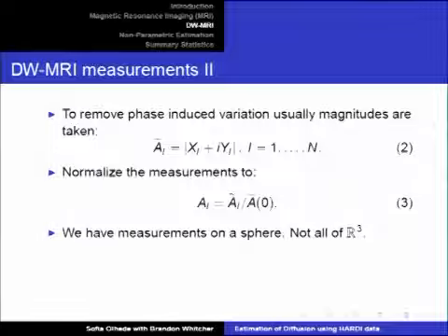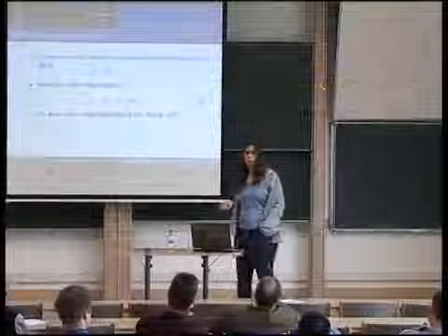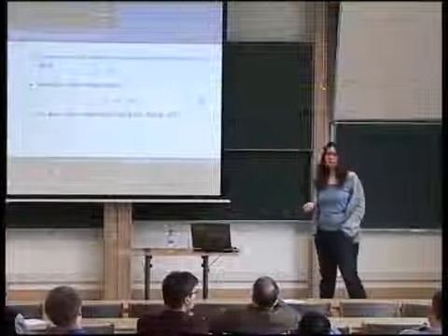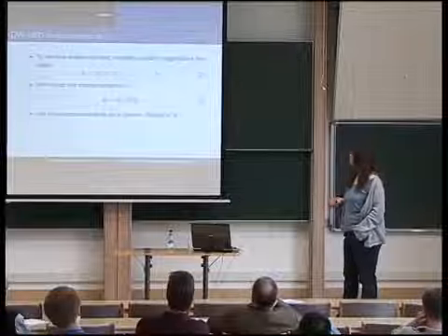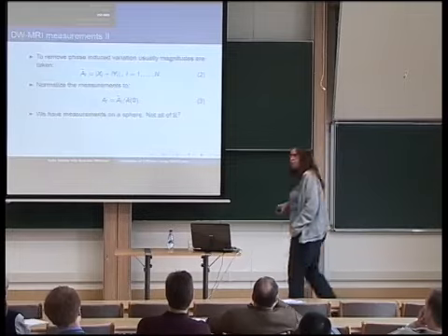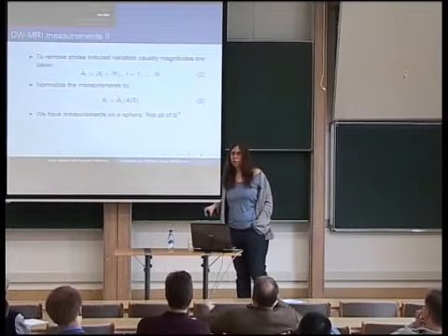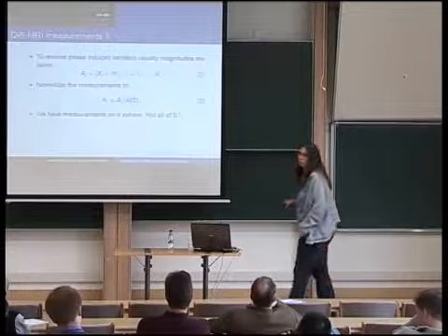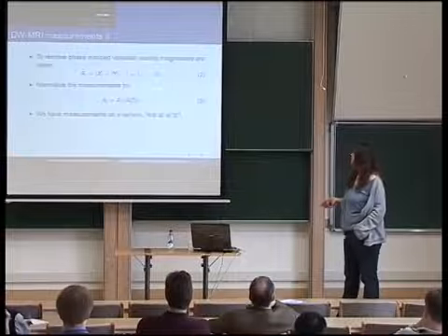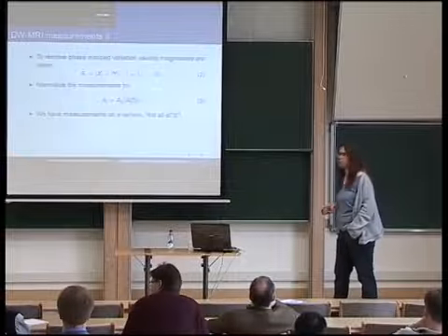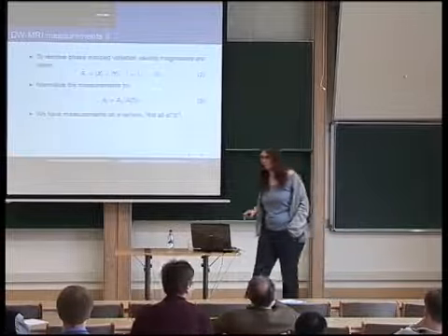Okay, so to go back, we now have lots of these A_L, which are all associated with a vector Q, which has the same modulus, but is associated with a different orientation. So we have lots of measurements on the sphere, and we'd actually like measurements on the sphere in space, not measurements on the sphere in Fourier space. And that's a hard inverse problem because we really have undersampled quite substantially in the Fourier domain.